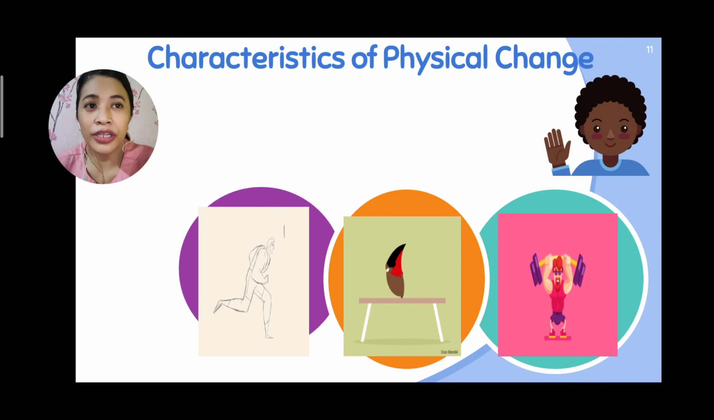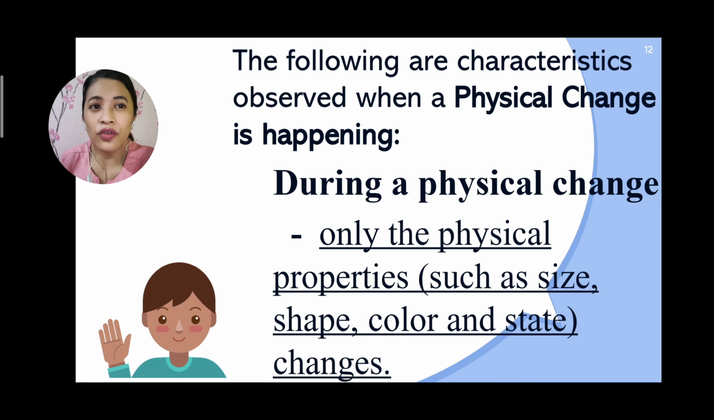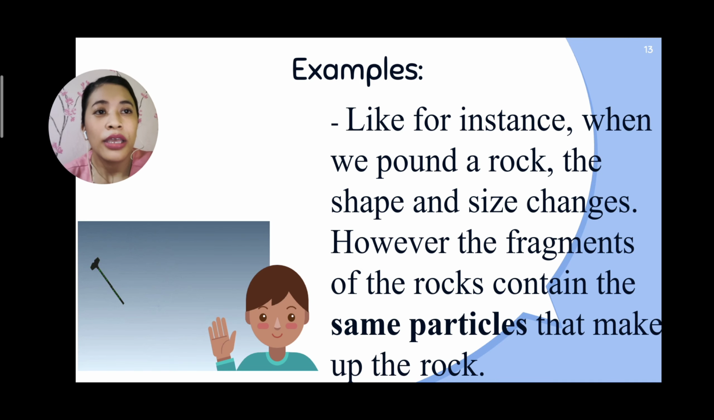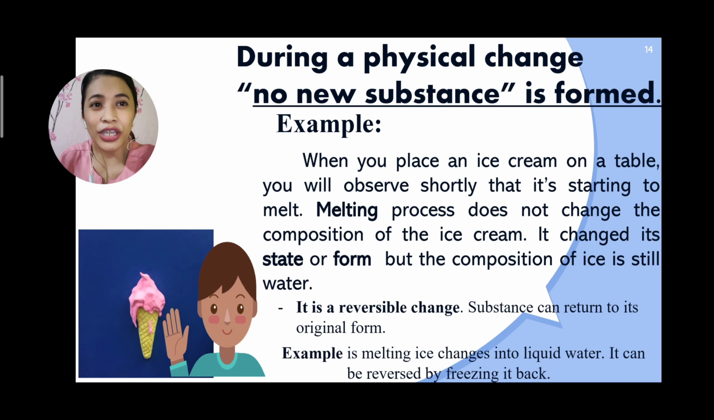Next topic is the characteristics of physical change. The following are the characteristics observed when physical change is happening. During physical change, only the physical properties such as size, shape, color, and state change. For instance, when we pound a rock, the shape and size change. However, fragments of the rock contain the same particles that made up the rock. During a physical change, no new substance is formed.